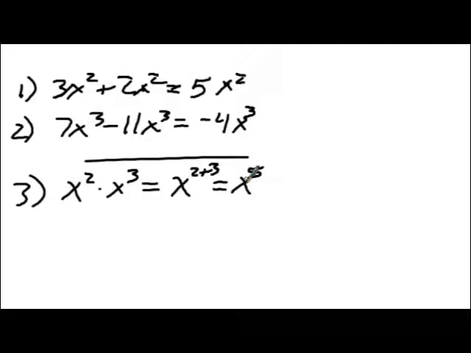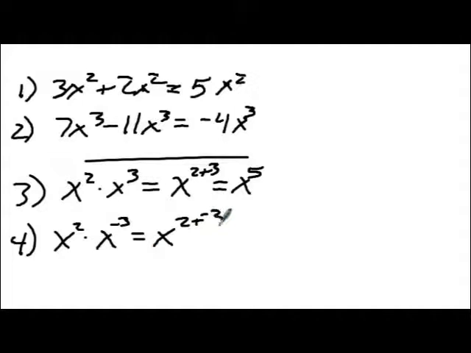Let's try a trickier one. Let's try one with a negative exponent. See how you handle that one. X squared times x to the negative 3. Well, you're going to keep that x, that's called the base, and you're going to go 2 plus a negative 3. So that's going to give you x to the negative 1.